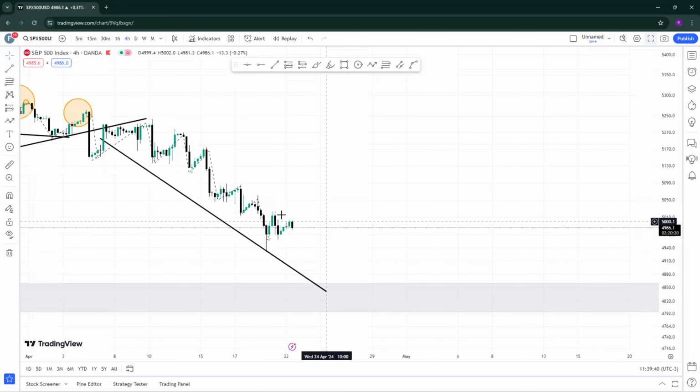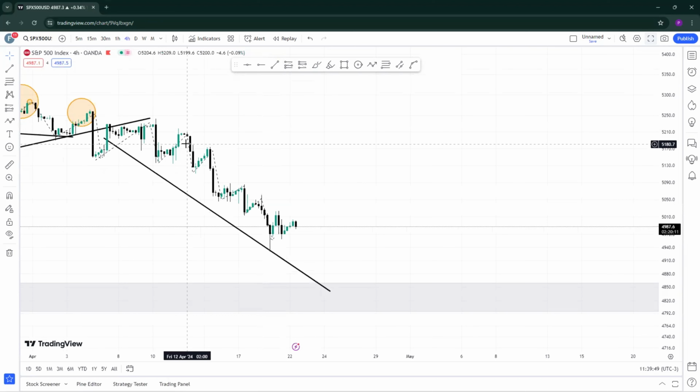So we are going to use this impulse movement, correction movement, to find an entry. Right now we are seeing that the current market trend is bearish. So we are looking for sells. We are not looking for buys. We are looking for sells.